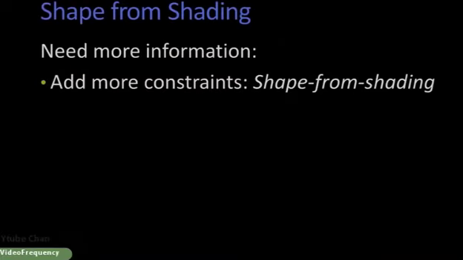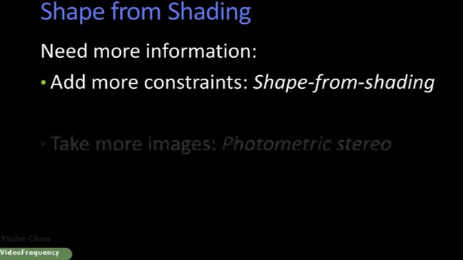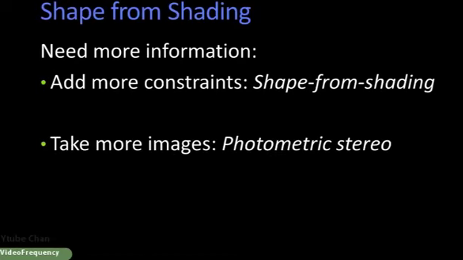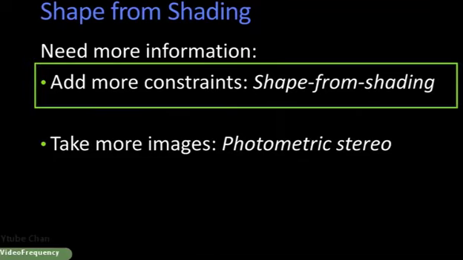And in fact, there are two standard moves to make. Basically, one that doesn't really work and one that does. The one that doesn't really work, which we'll talk about in just a minute, was the traditional shape from shading, and that is we're going to add some additional constraints. And the one that does work is you actually take more images with different light sources illuminated, and that's called photometric stereo. That has some real applicability. So let's first talk about traditional shape from shading, where you add more constraints.